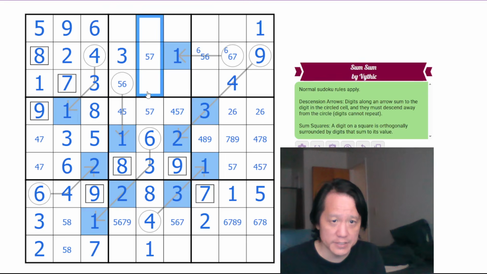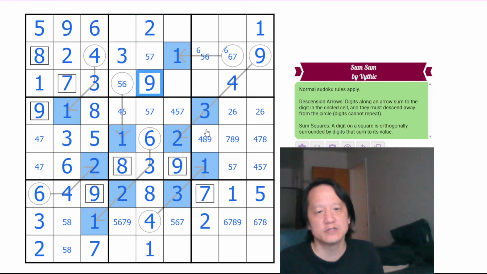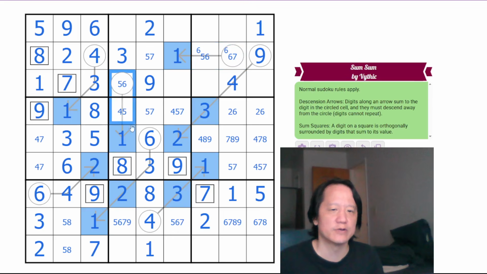The remaining digits of column 5 are 2 and 9. This can't be 9 because of 9 in the row, so this must be 2, which makes that 9. Yeah, this is all just normal Sudoku now, because we've gotten pretty much, well, I guess just these 2 arrows.